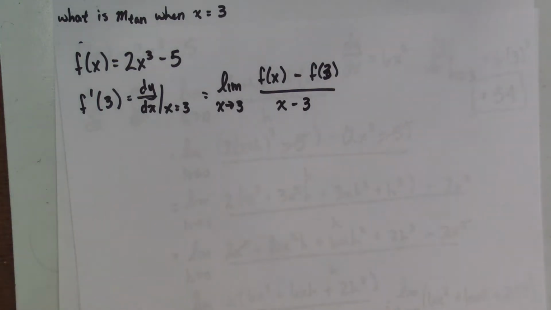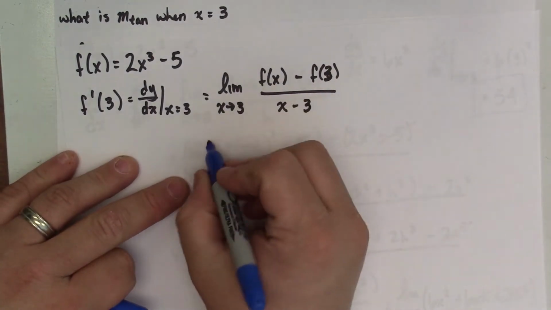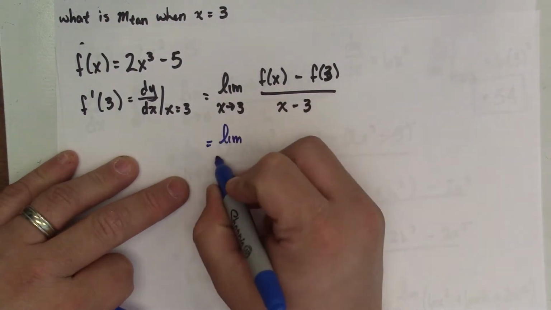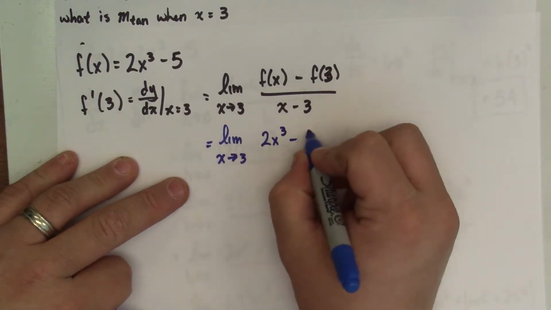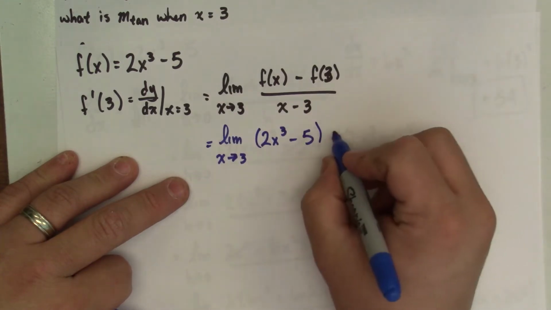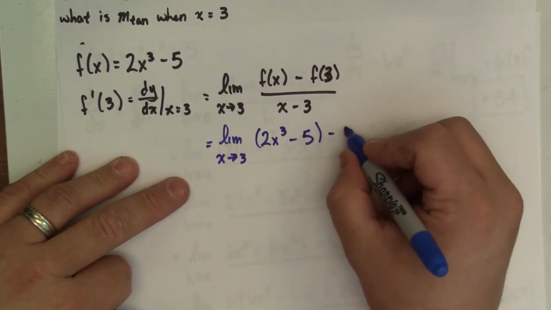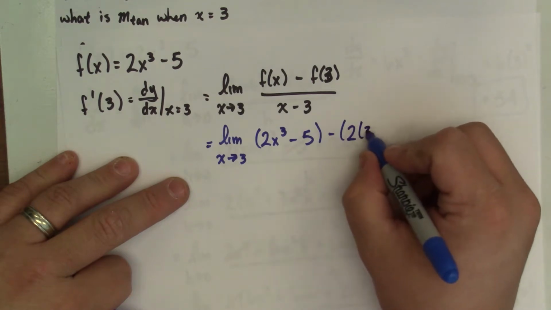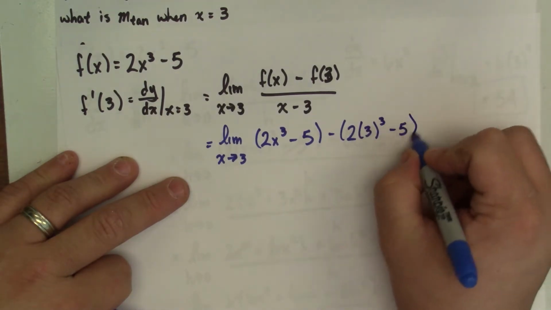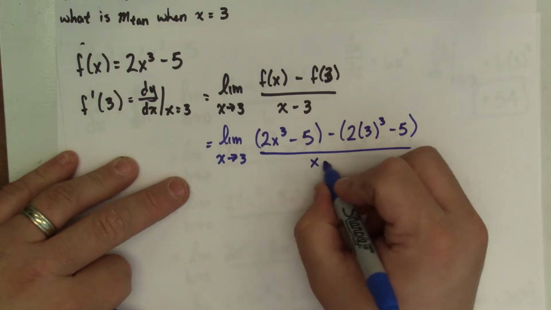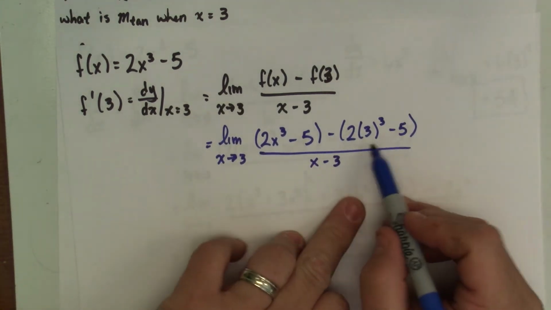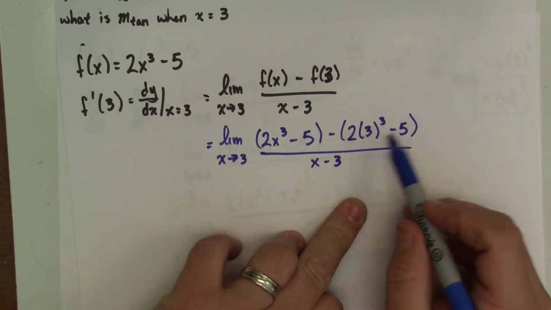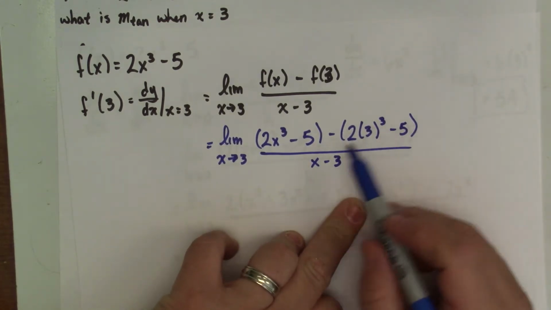Well, let's go ahead and change over to blue. Now, f of x, we said, is 2x cubed minus 5. f of 3 is 2 times 3 cubed minus 5, all over x minus 3. This is really tempting for me to actually evaluate using my calculator. I don't want you to do that. I want you to leave it like this.